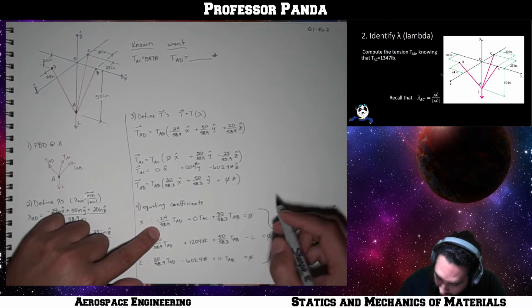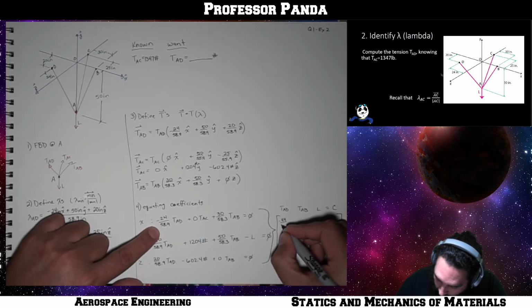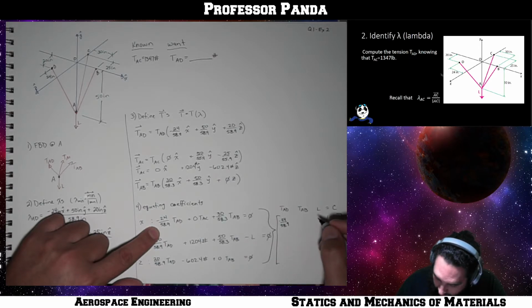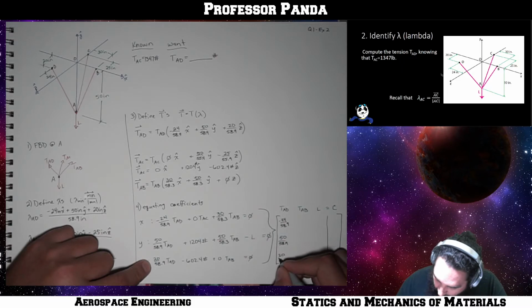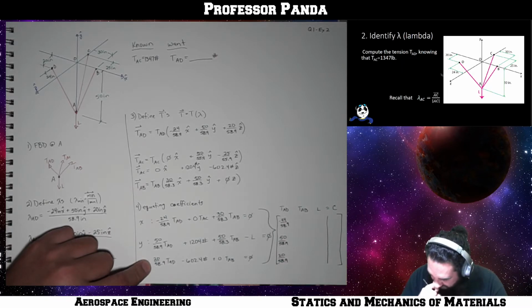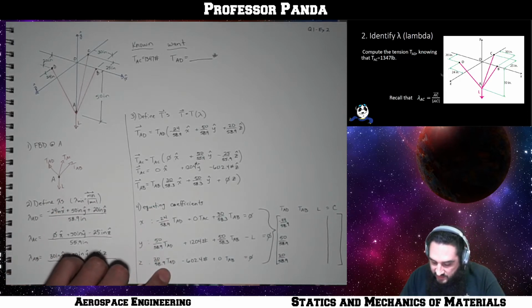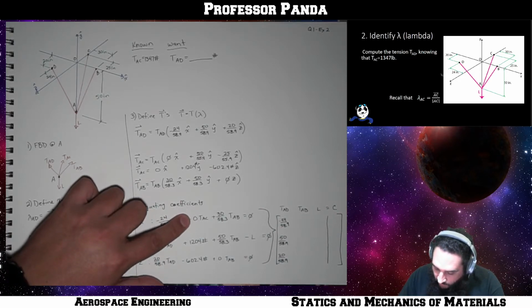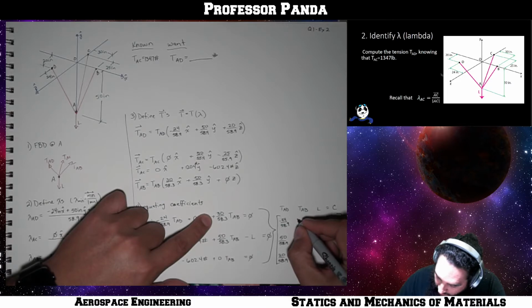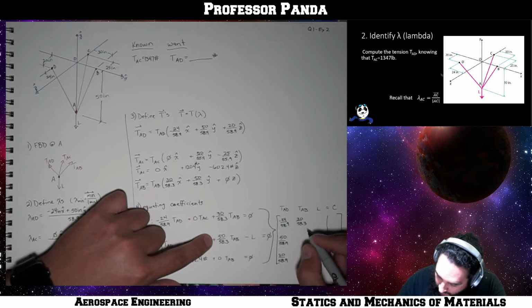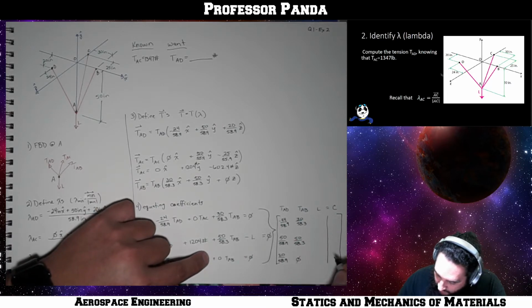So if I factor out TAD, I will be left with negative 24 over 58.9, 50 over 58.9 and 20 over 58.9. Okay, that takes care of all the TADs. We'll skip over the TACs for now. We'll move on to TAB, which would be 30 over 58.3, 50 over 58.3, and 0.